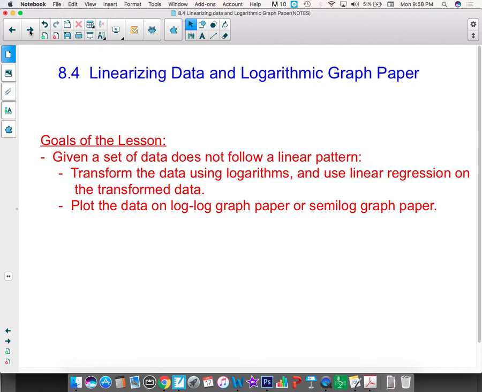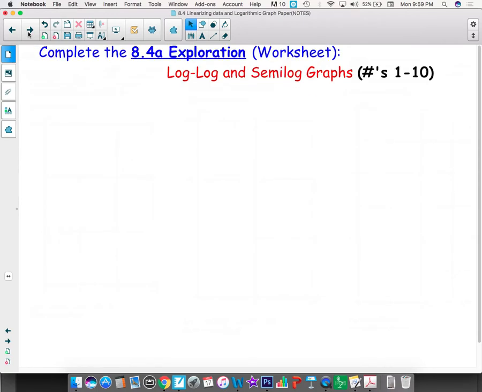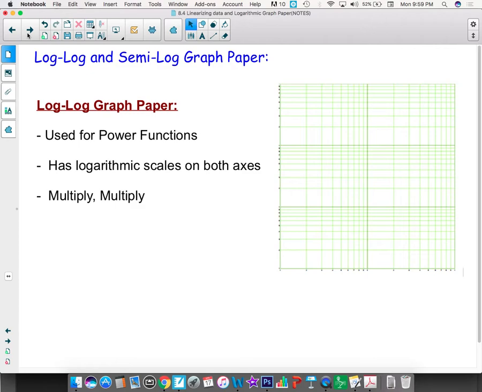So if you were working through that 8.4a, it gives you a set of points for each of the problems, and you need to find the particular equation for each one. Once you found those equations, it has you plot the points on the graph paper that you're given. The graph paper should look similar to that right there.